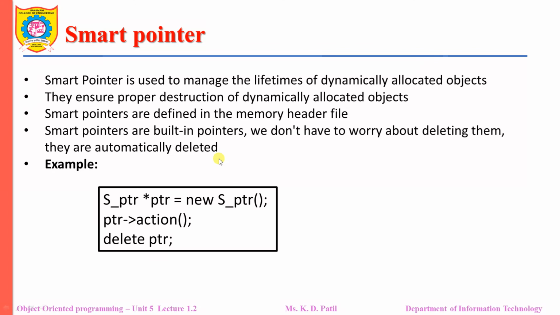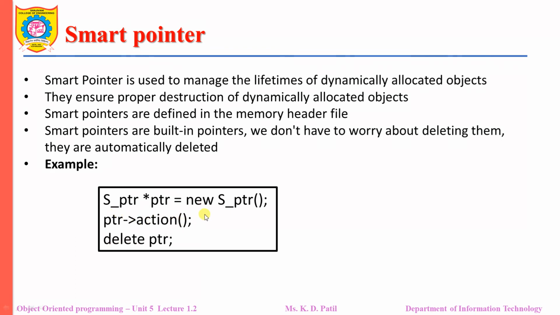With ordinary pointer variables, after performing some operations, when we want to free that memory, at that time we have to delete that pointer variable so that the memory is freed and can be used by other variables. But when we use a smart pointer, we don't have to worry about deleting it. They will be automatically deleted when our work is done, or when our program is completed.